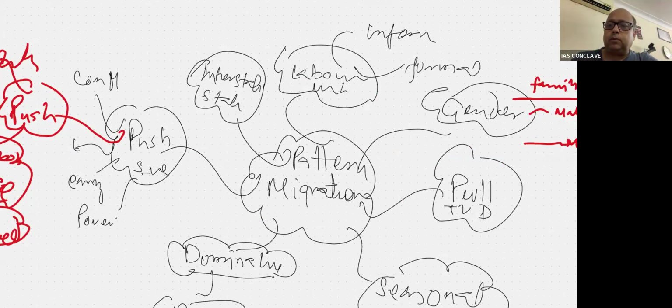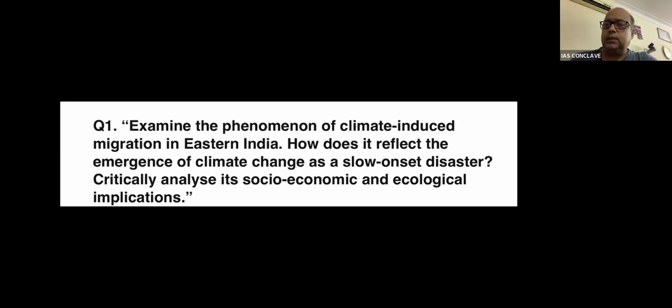Okay, coming to the next part of the question. The question says, critically analyze the socio-economic and ecological implications. Now, critically analyze means don't see the negative side only. Give the positive also. So it's okay that economically more people will come. What is the benefit when we have a large number of migrants coming to the city areas? Any positive side do you see?